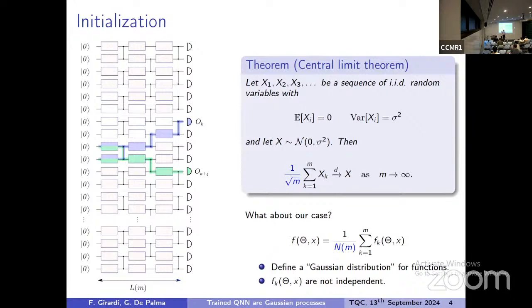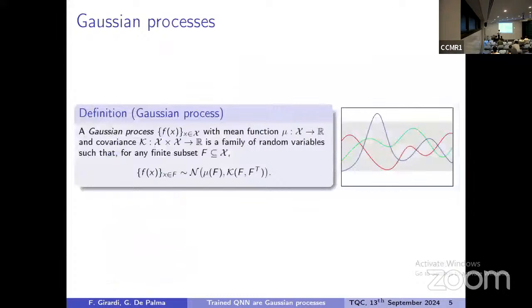So we need to define a sort of Gaussian distribution generalized to functions, but this is just a technical aspect. The crucial aspect that we have in these quantum circuits is that these terms, which are random variables because they depend on the random parameters, are not necessarily independent. And this can be easily seen in this example, in which, considering two observables, they might have in the circuit some common parameters, and therefore they cannot be independent.